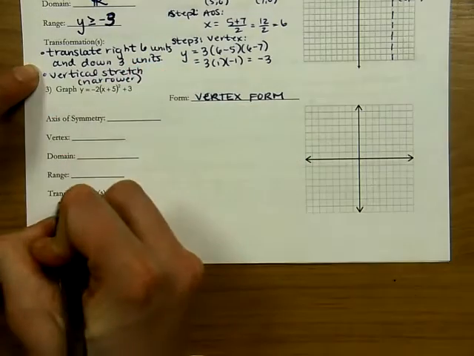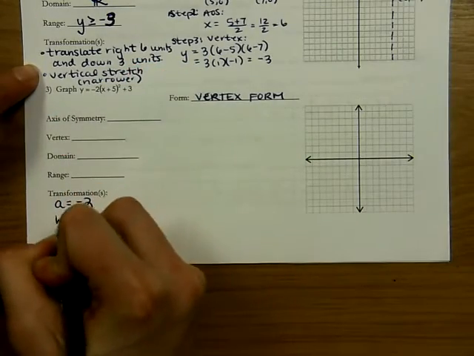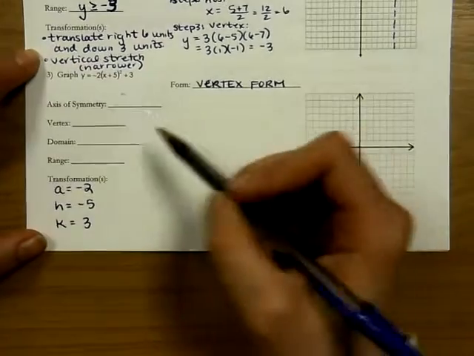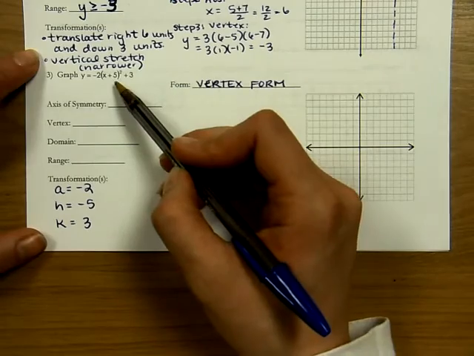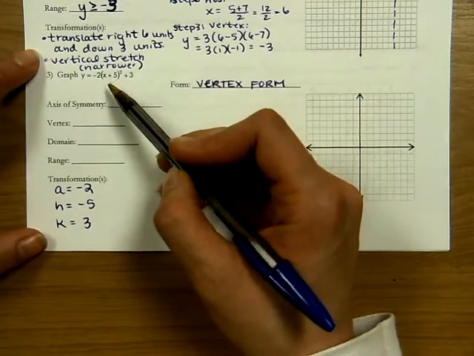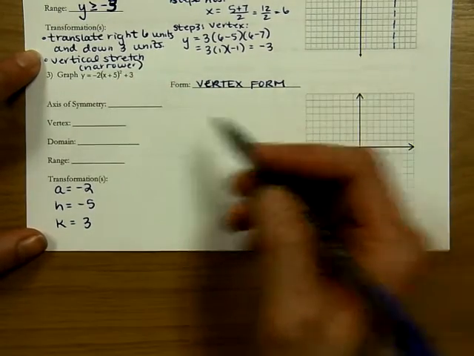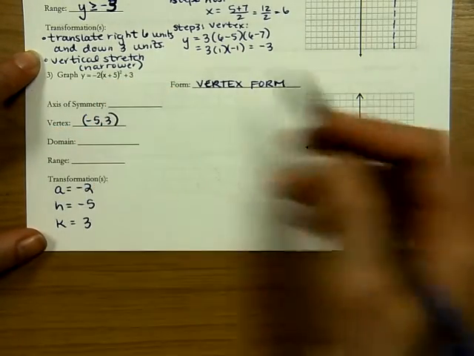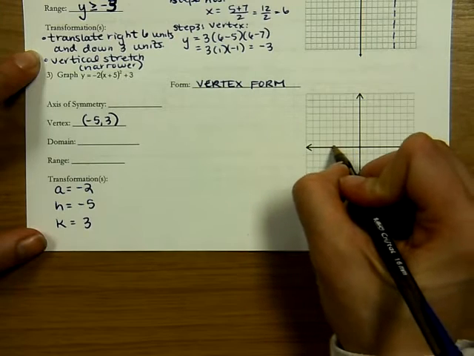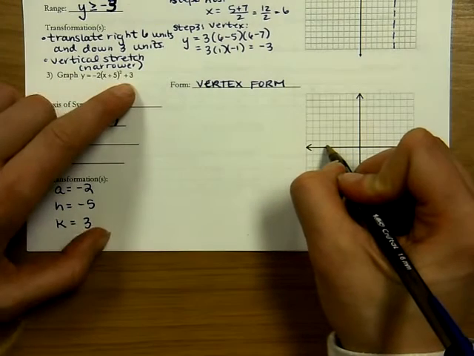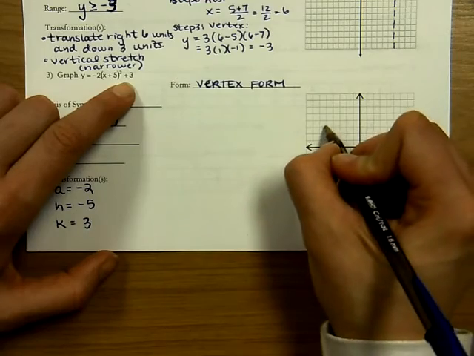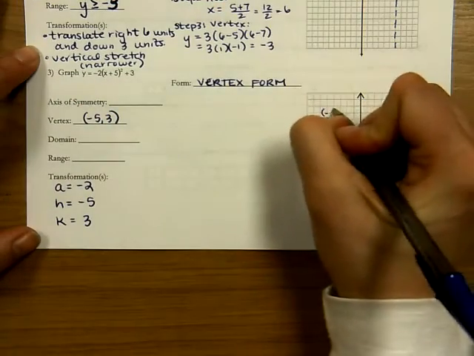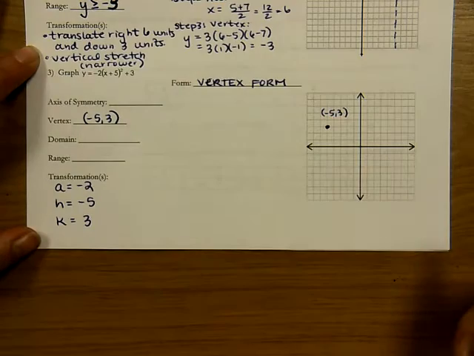I look at this and I recognize that my A is -2, my H is -5, and my K is +3. Remember that the H is opposite the sign in the parentheses because the vertex form is x minus h squared. So now my vertex is going to be -5, 3. In other words, that +5 translates to the left, 1, 2, 3, 4, 5, and that +3 translates up, 1, 2, 3. So there's our vertex at -5, 3.